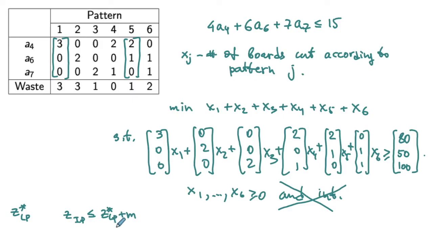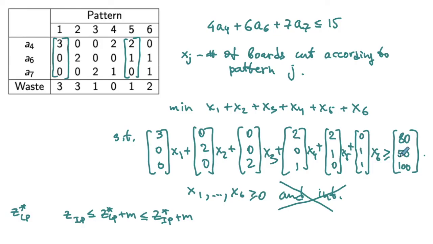And of course, the optimal value for the LP relaxation will be less than or equal to the optimal value for the integer program, which we'll denote by zip star. So this will be less than or equal to zip star plus m, right? So the value of the integer solution we obtain by solving the LP relaxation and then rounding up all x's will not exceed the optimal value of our IP plus m. And typically m is very small, so we obtain a very good approximation for our integer program by solving the LP relaxation.